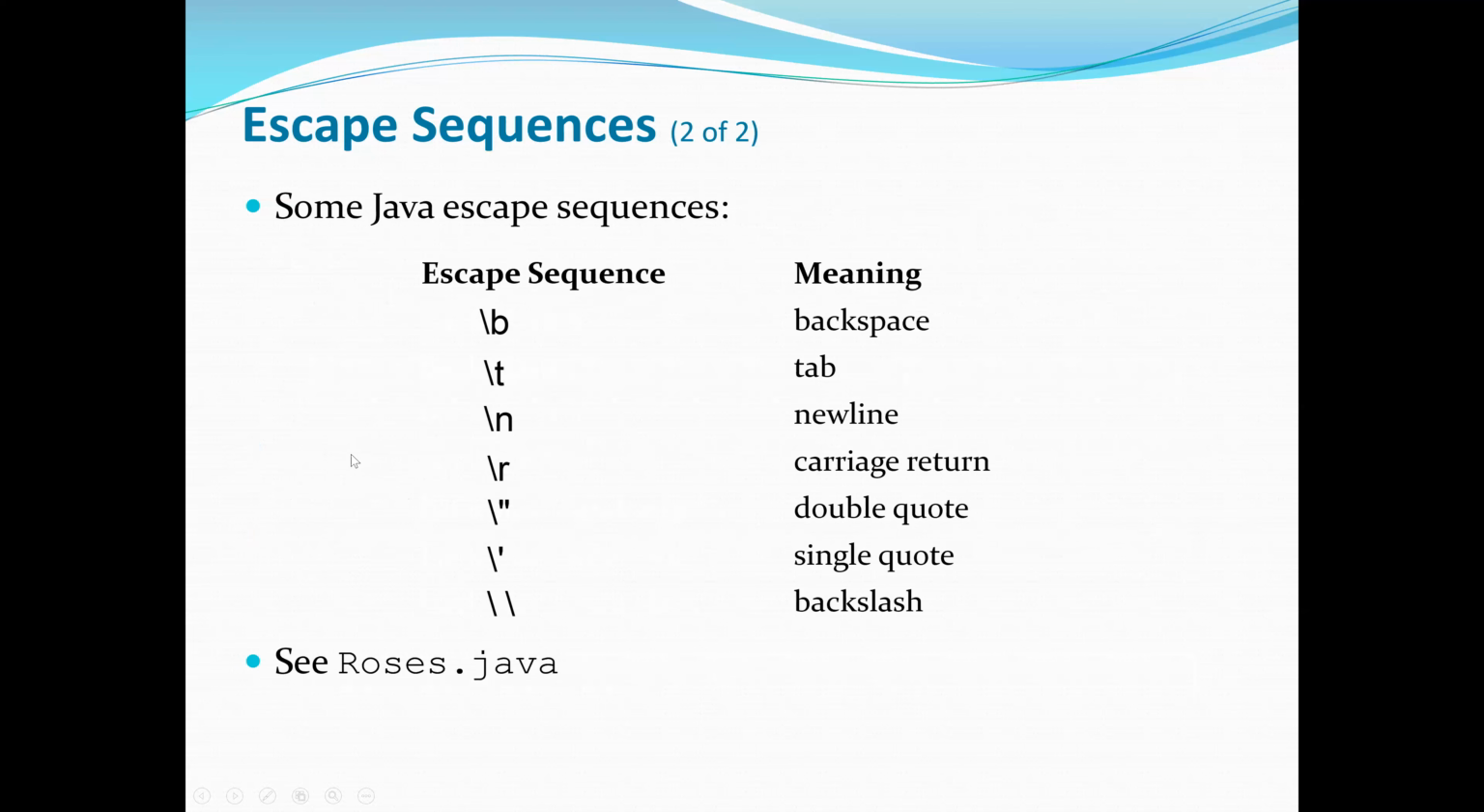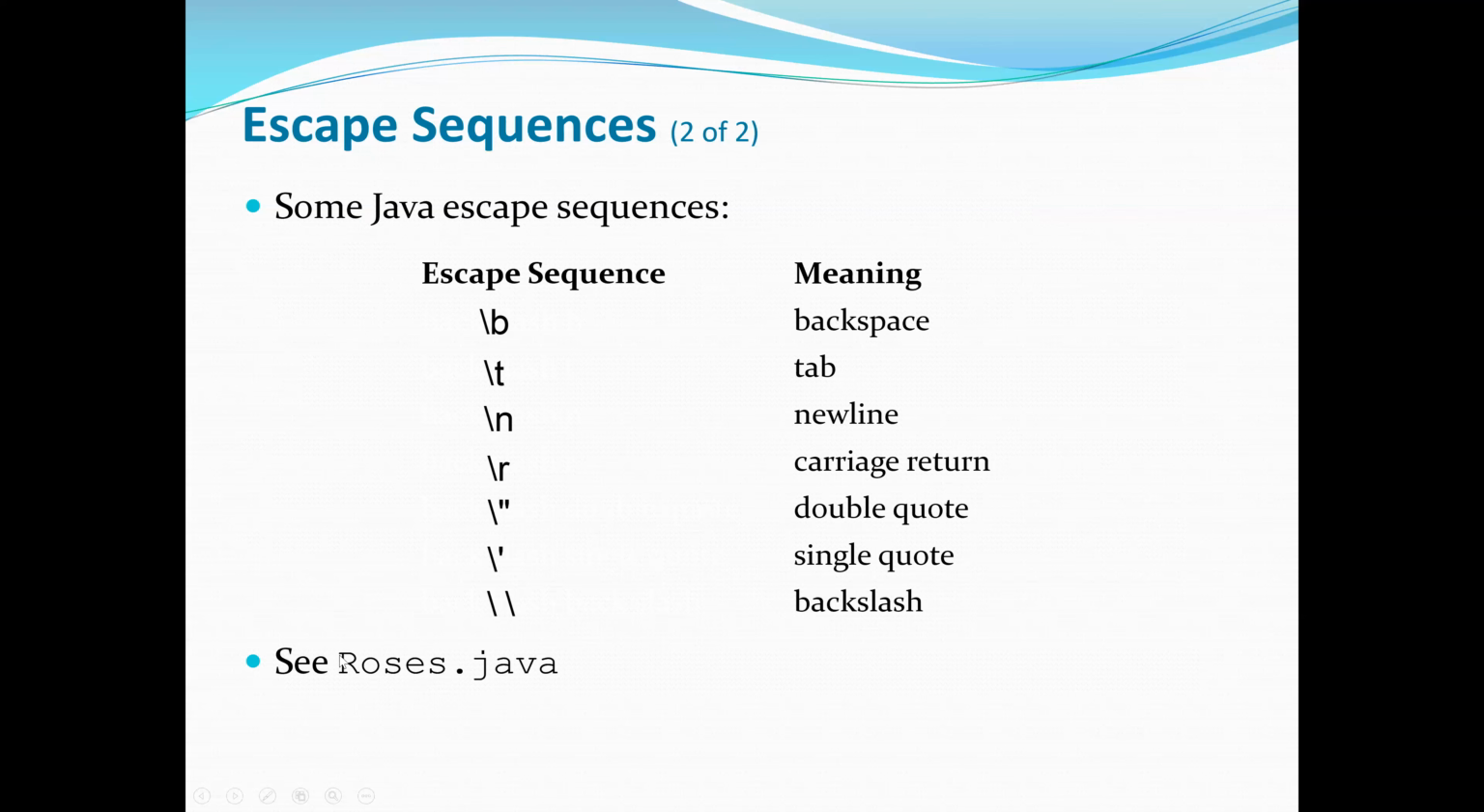So these are the escape sequences. We have the backslash b, which is backspace. Backslash t means the tab. Backslash n means a new line. Backslash r means carriage return. Now backslash double quote means I want to print a double quote, and the same thing with a single quote. And if I want to print a backslash, I'll have two backslashes.